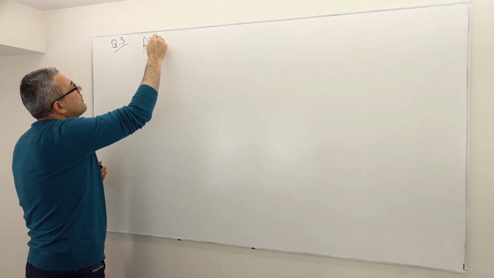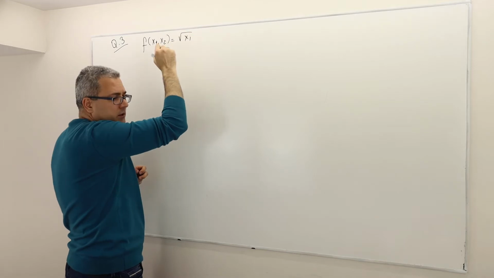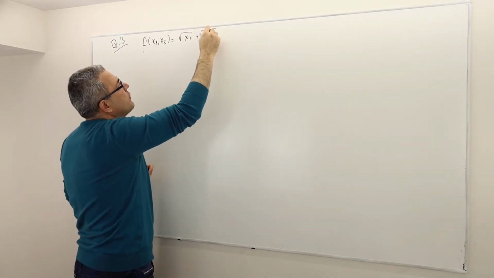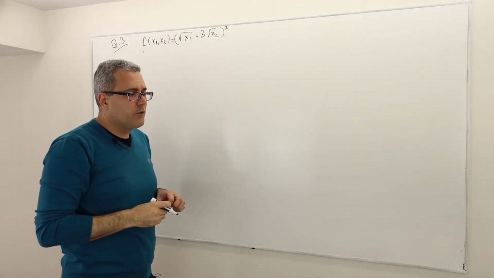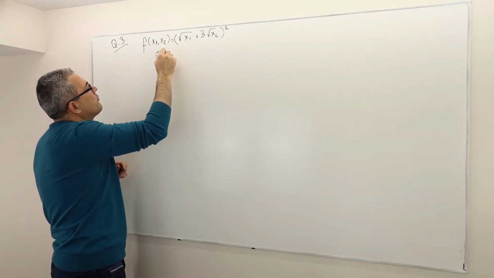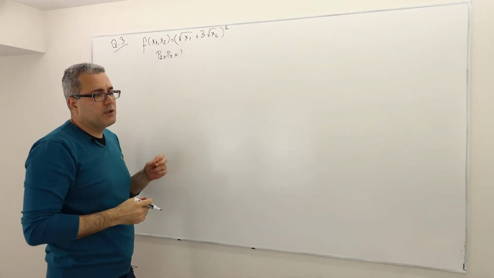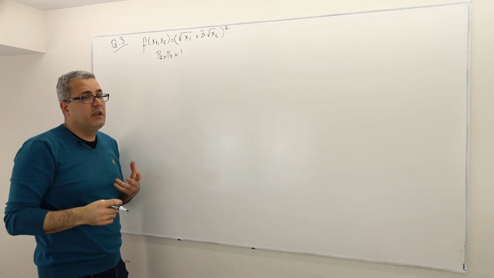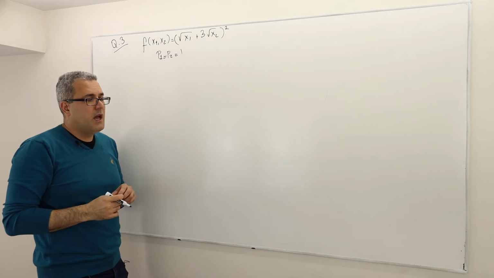f of x1, x2 equals (square root of x1 plus 3 square root of x2) squared. The price of both inputs is 1. So price of input 1 and price of input 2 are equal to 1. Find the marginal rate of technical substitution, find the optimal cost function, meaning the cost minimizing input levels, x1 and x2.